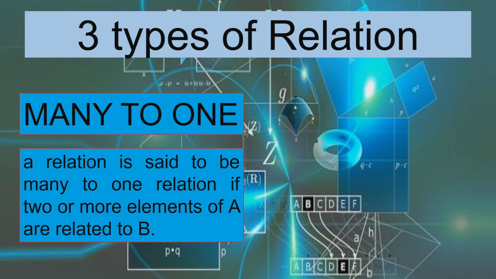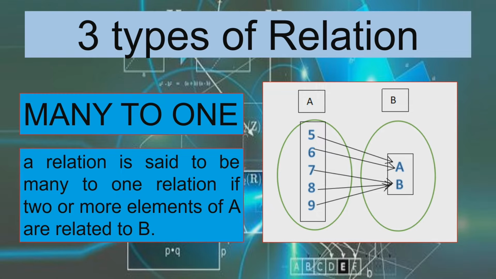Many-to-one. A relation is said to be many-to-one relation if two or more elements of A are related to B. Based from the image class, kung makikita nyo, yung output natin na A and B ang nauulit. So, ibig sabihin, kahit nauulit yung output natin, function pa rin siya. Kasi nga, dapat, ang titingnan lang natin na nauulit is yung X values natin. Kung makikita nyo, hindi naman naulit yung 5, hindi rin naulit yung 6, 7, 8, and 9. Therefore, ang many-to-one relation is a function.